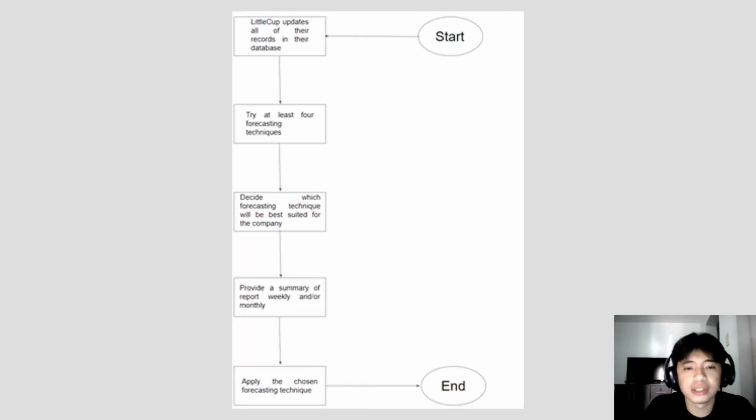There are a few procedures that a company should do before doing any forecasting technique. In this figure, it shows that the first step to be considered is the type of forecasting to be used, since not all forecasting methods are applicable to every company or business. Once the specific method is identified, the next step is to always update all records of transactions in their database every time they receive an order.